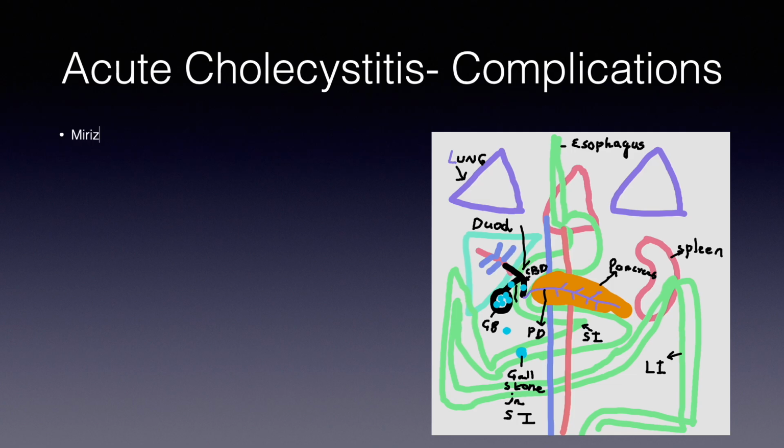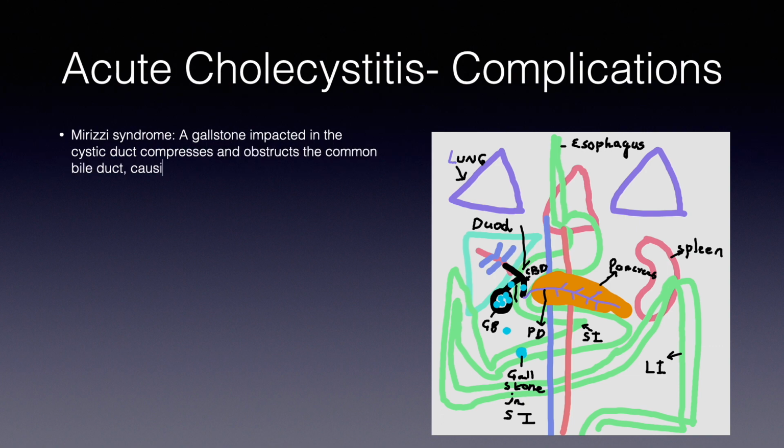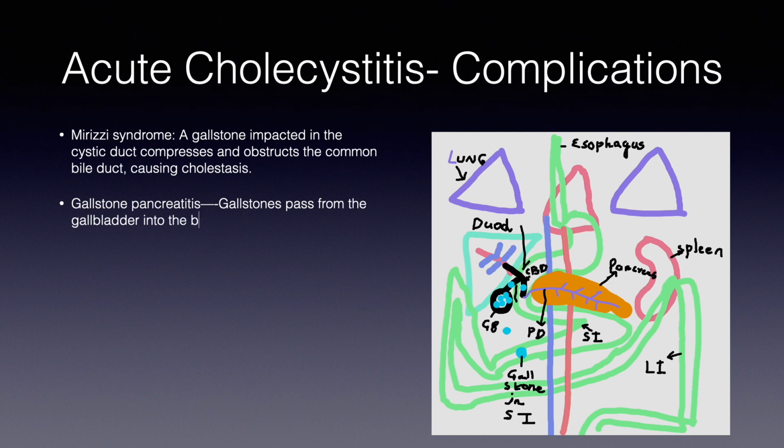Multiple complications are seen. One of the complications is described as Mirizzi syndrome, where the gallstone is impacted in the cystic duct, compresses and obstructs the common bile duct and causes cholestasis. If the gallstones pass from the gallbladder into the biliary tree and block the pancreatic duct, pancreatitis results.